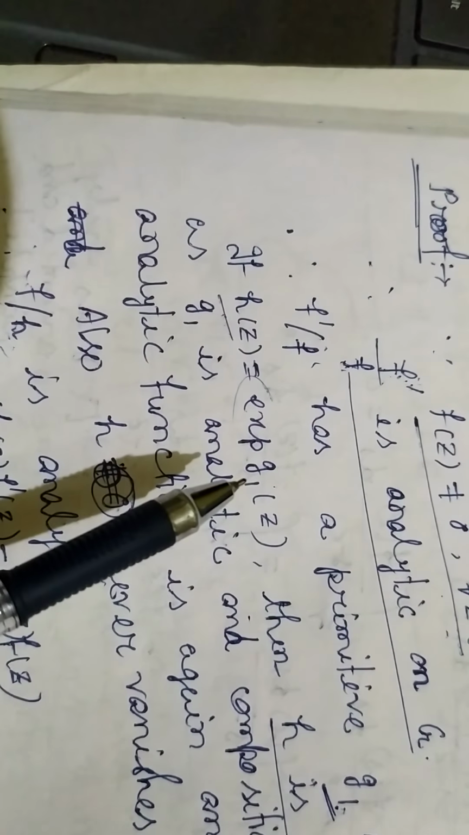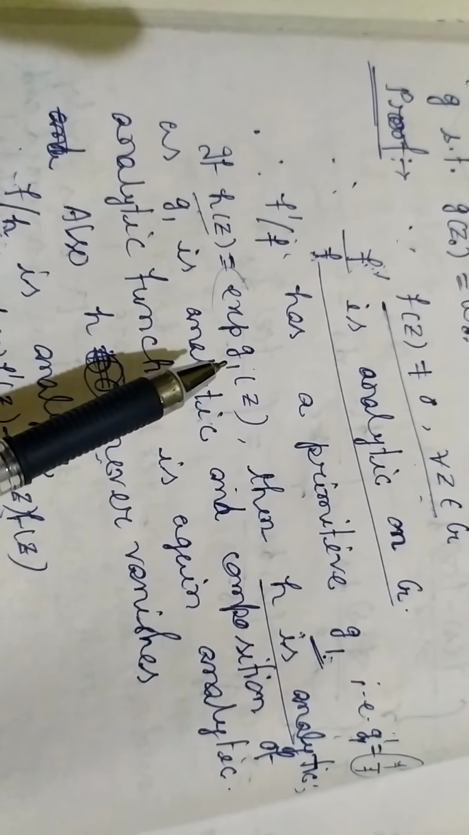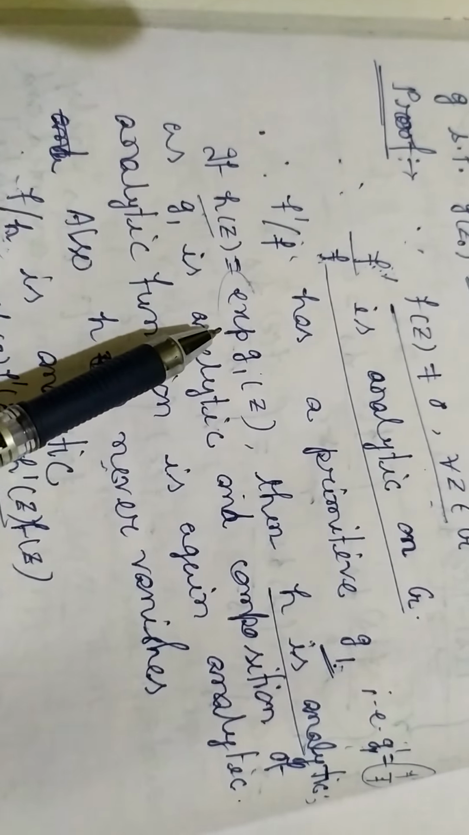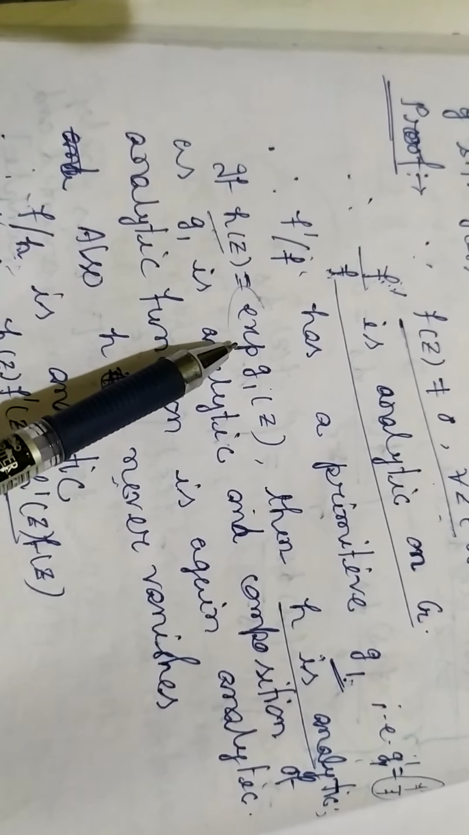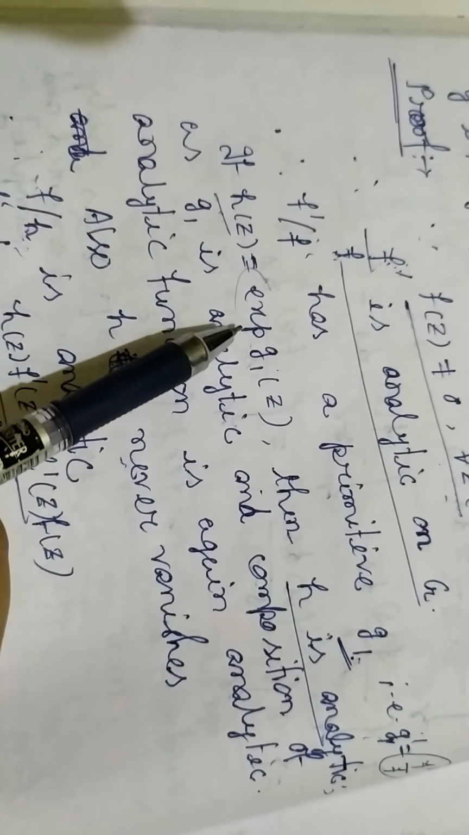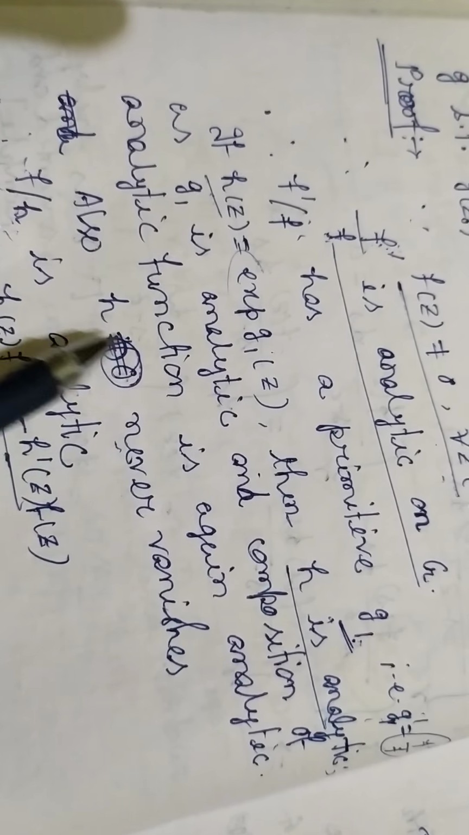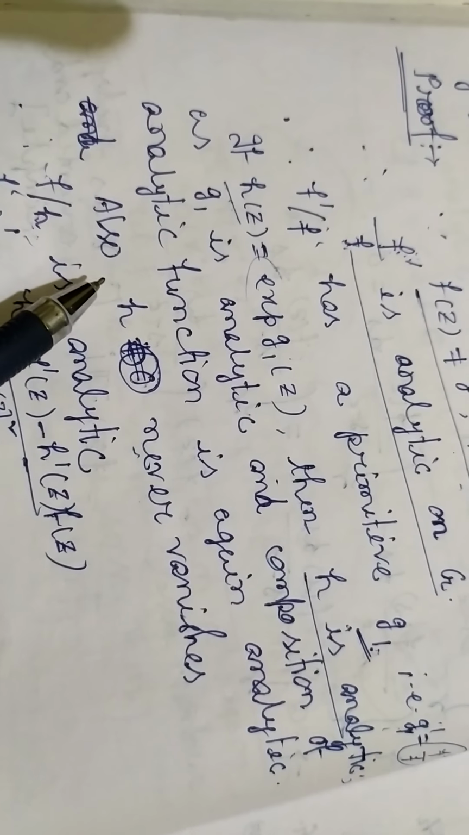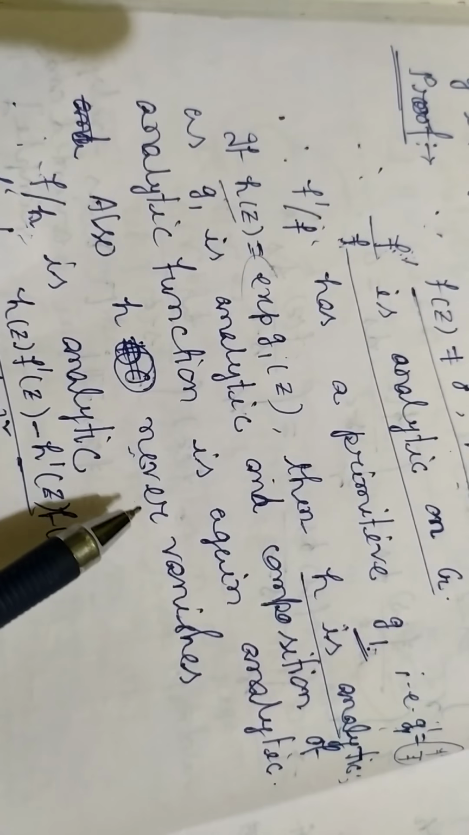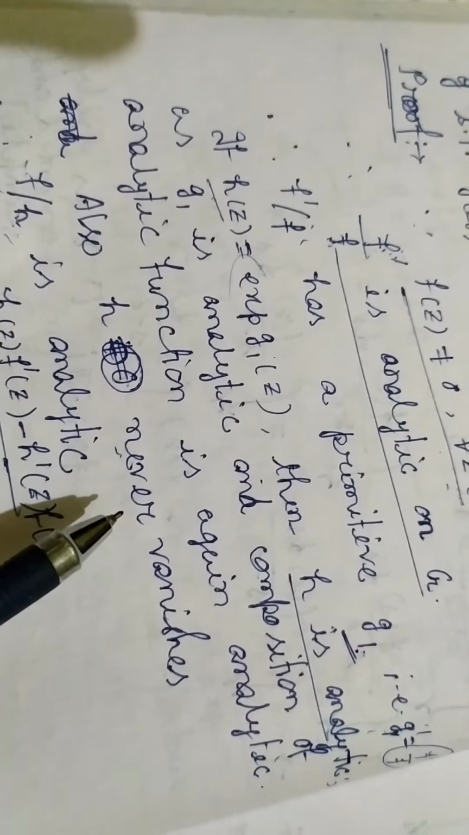Now z1 is analytic, the exponential function is analytic, so the composition of two analytic functions is again analytic. Therefore h is also analytic. So h is an analytic function, and also h never vanishes, that is h is not equal to 0 for any value of z.